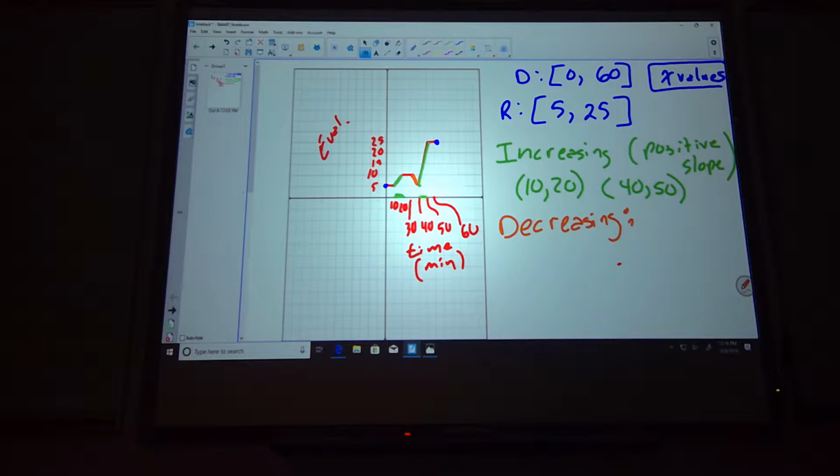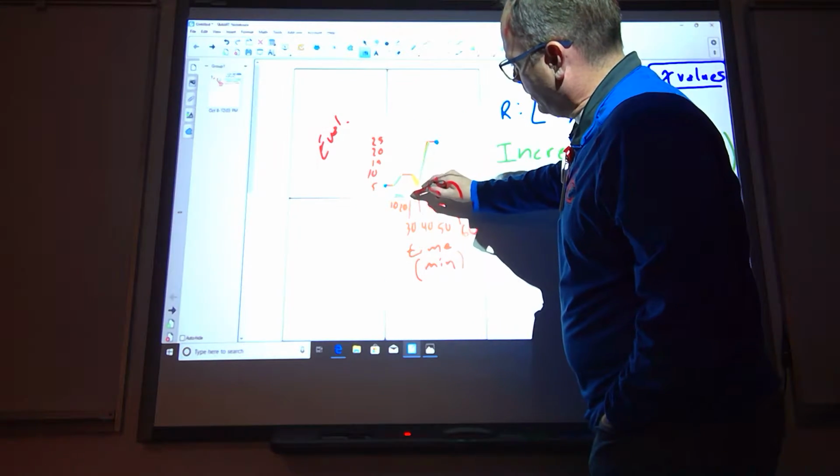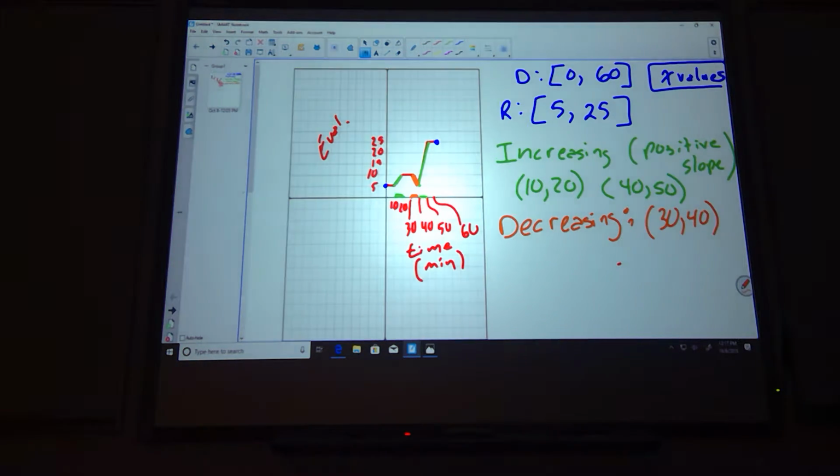So tell me what it's doing in the x direction to make it decreasing. What from where to where makes it decreasing? Go ahead. 30 to 40. 30 to 40, agree? I like that. 30 to 40, right here. This is definitely a decreasing region. So right down here, using the x to describe what the graph would be doing later. I like that.